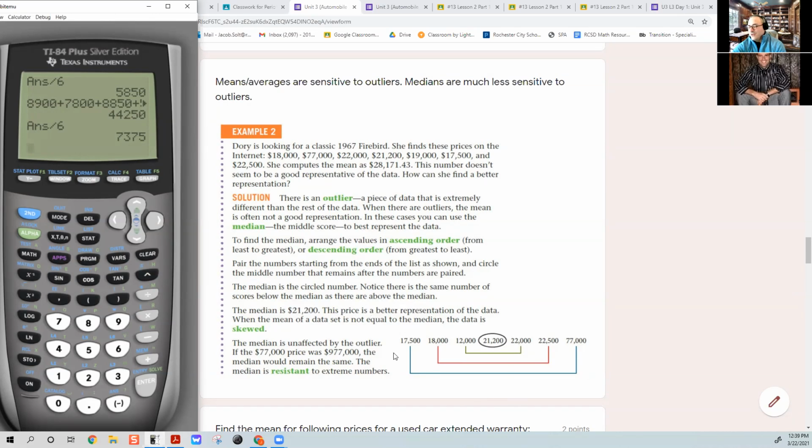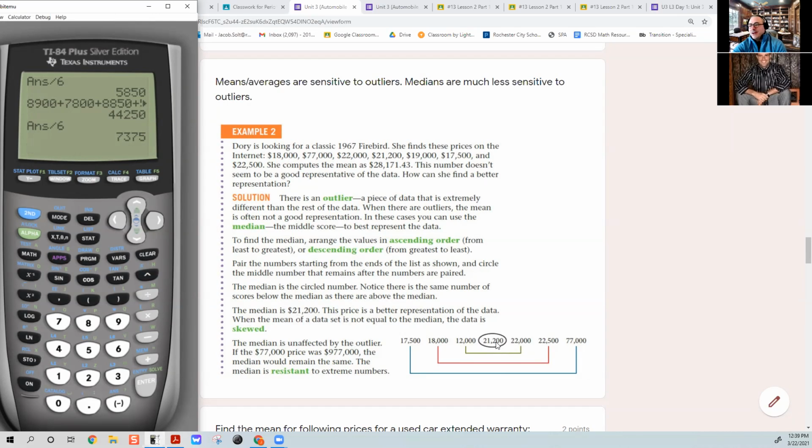This is how this works. You put this in ascending order. This 12,000 is actually wrong. I think they meant to say 19,000 there. But basically what they did is they got rid of the highest and lowest scores. After you get rid of your highest and lowest scores, you then get rid of the next highest and lowest scores, right? Get rid of the 18,000, then 22,500. Then you get rid of the next highest and lowest scores, 19,000 and 22,000, until you end up with the middle number. The middle number of this data set is 21,200. So the median here is 21,200.